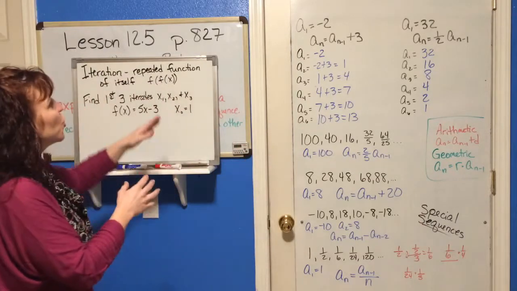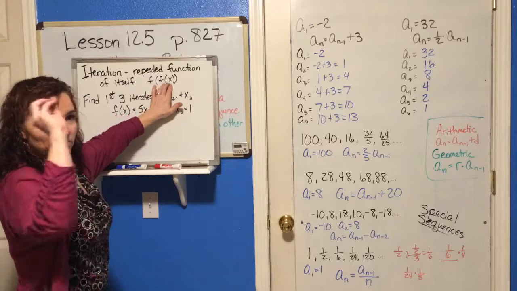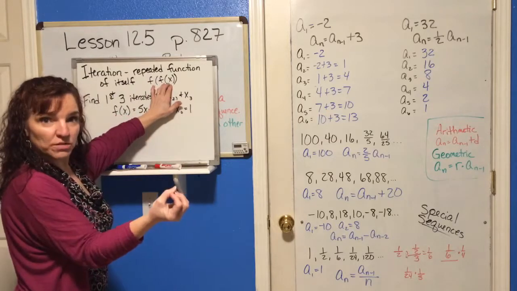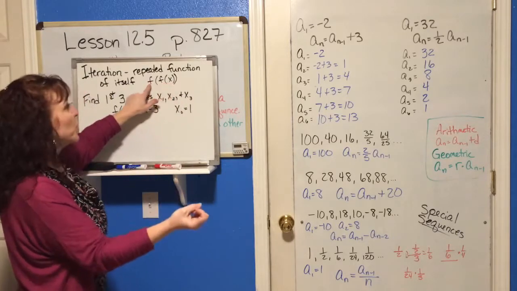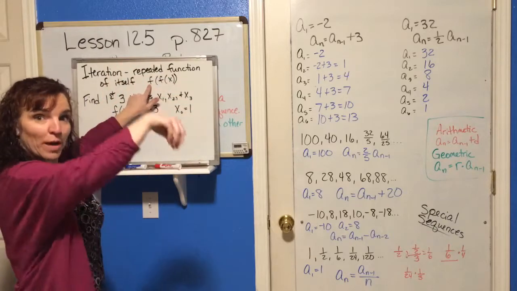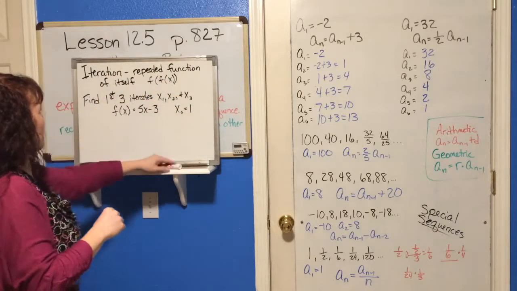What that means is you're going to take the function of whatever value you get and get an answer. And then you're going to take that answer and put it right back into the function. I'll show you what I mean. It's really quick and easy.